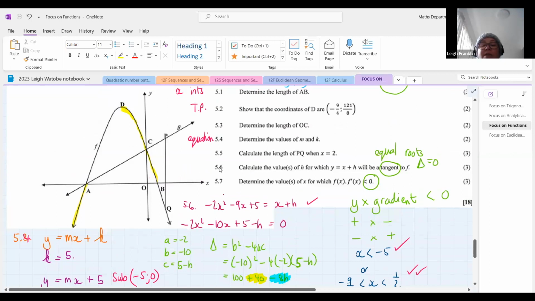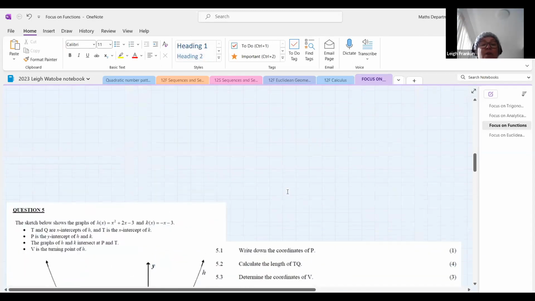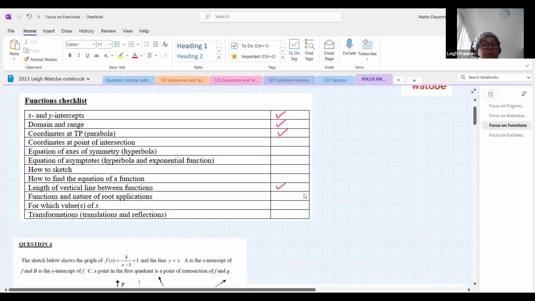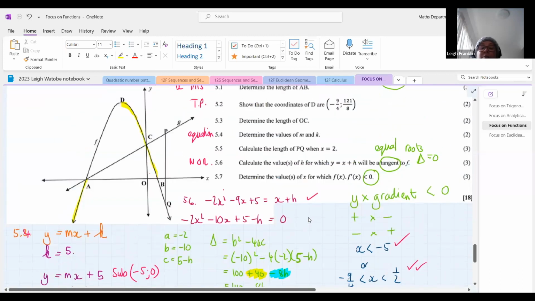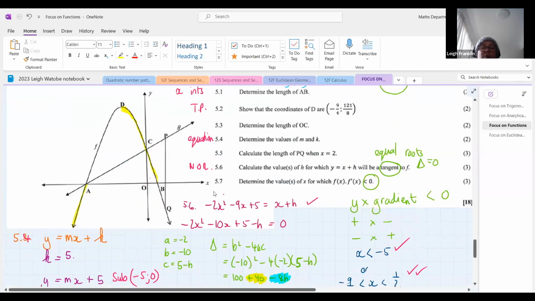Then here, 5.6, calculating H, that was a link to nature of roots. All right, and then question 5.7, so that's why I've put up here nature of roots for you, so functions and nature of root applications, and then for which values of x. Okay, so Gugu, maybe you're not the only one, maybe there are other people. Is anybody else struggling to understand 5.7? It's only for the matrix.